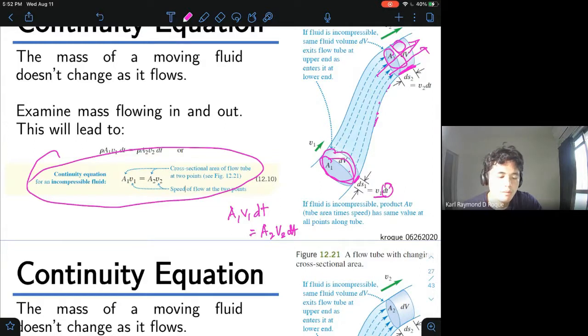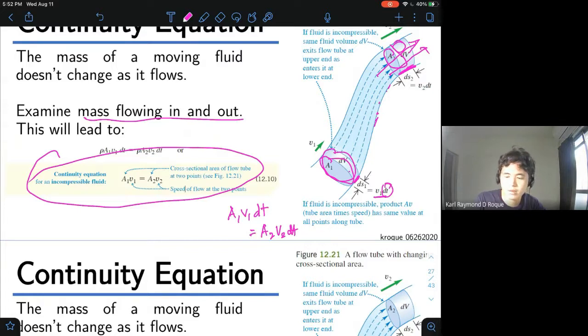May kulang pa akong ginawa, sorry. Pero pareho lang yun. Di ba sabi, mass flowing in and out? Hindi kasi porket pareho sila ng volume na flow in and out, the same amount na yung lumalabas. So, always nice to examine mass. So, let's examine the mass. Ano ba yung mass? Mass times volume.